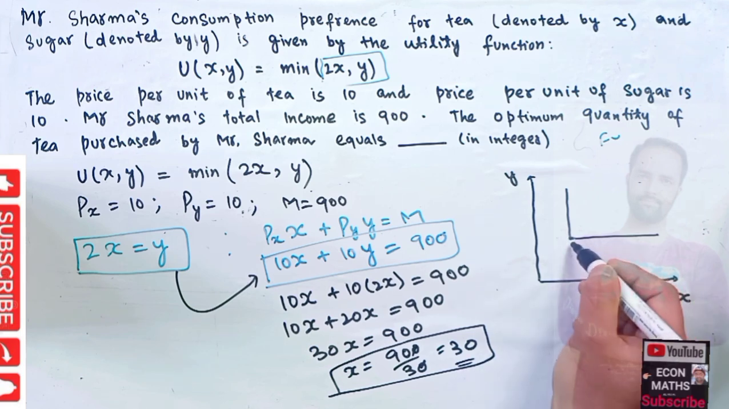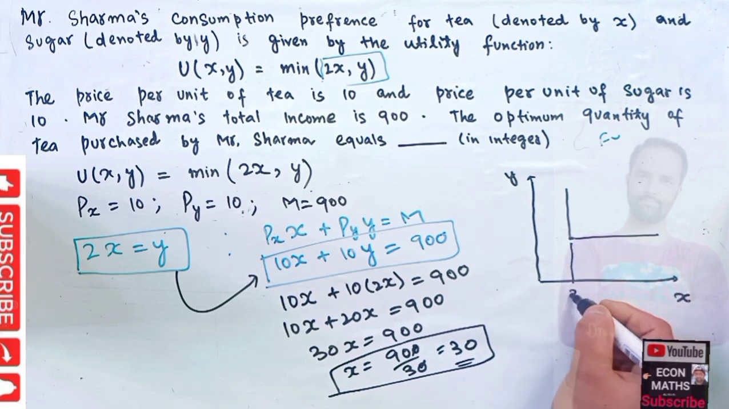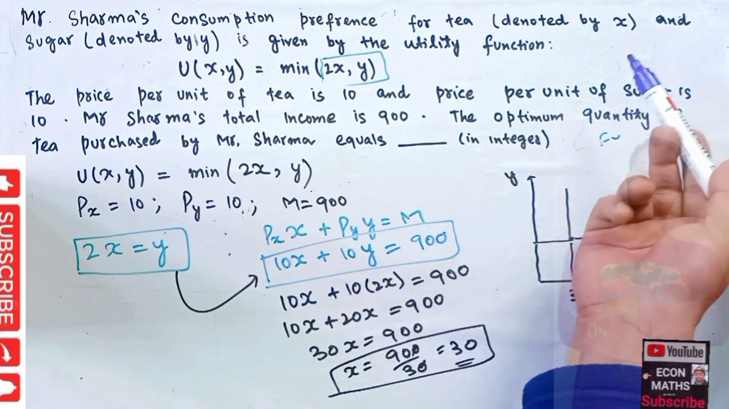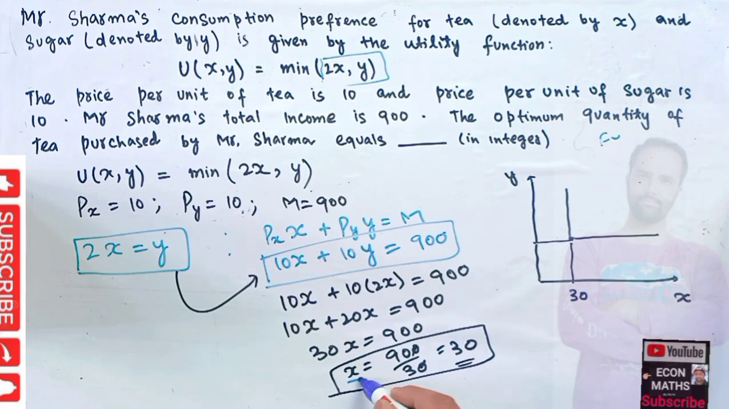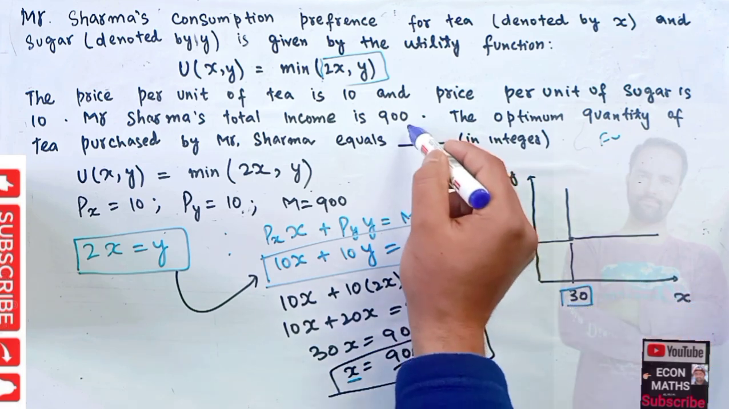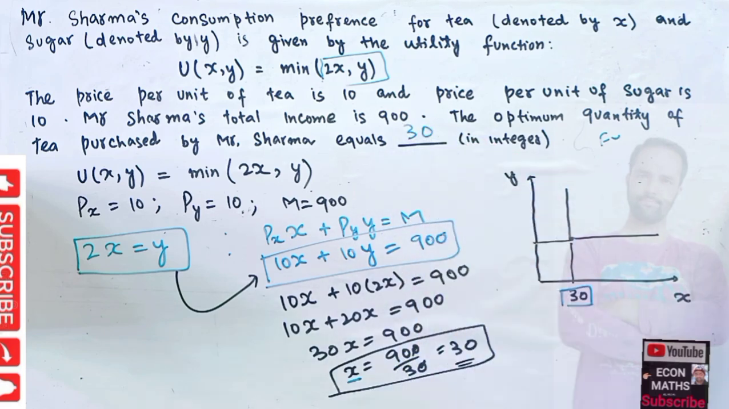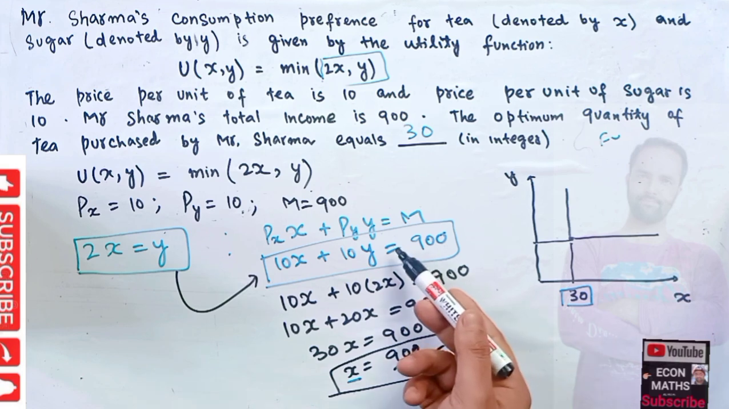Okay, so let us denote here, this is 30. The optimal units of tea was what was asked in the question, so the optimal units of tea he will be purchasing will be equal to 30. And to find out the units of sugar he will be purchasing, just plug x is equal to 30 here.